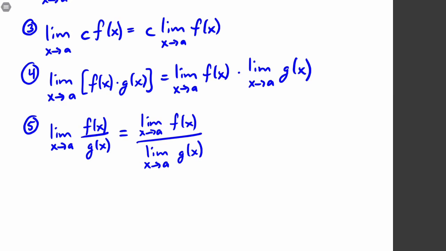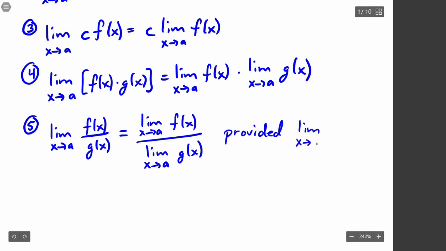So there's one situation in which this could go wrong. This is true provided that this limit here is not 0. Because if the bottom limit were 0, well, then we'd be dividing by 0 and we'd have a problem. But as long as that denominator isn't going to 0, then this is exactly right, which is great.